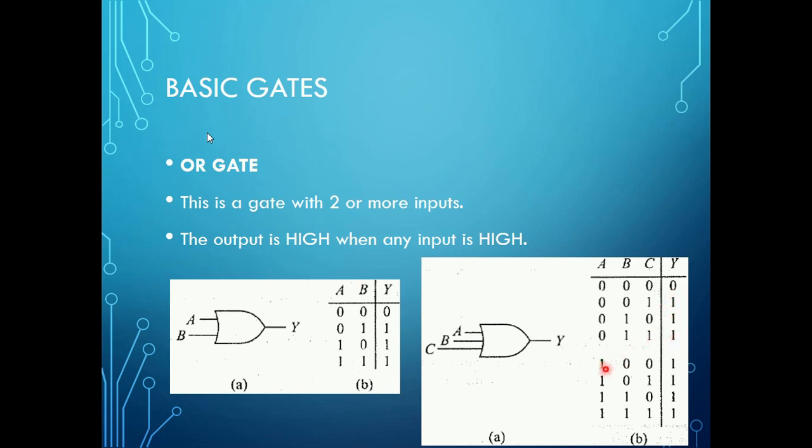Similarly, for the next cases, with ABC as the inputs, one is high, so you will get output as high. If you see here, both inputs are high, obviously you will get high output. The next case, 1 1 0, also provides high output. And if all the inputs are high, then my output is high.